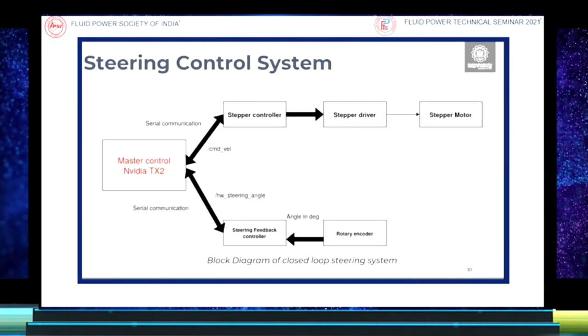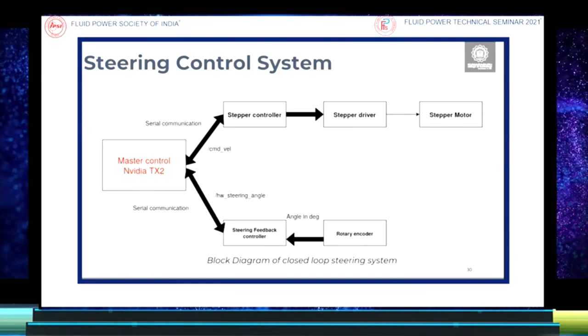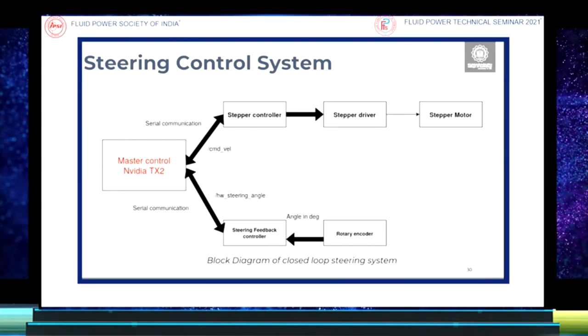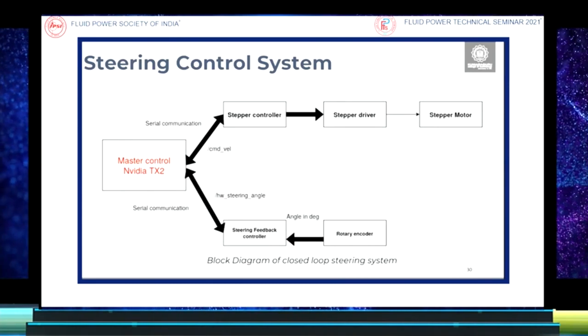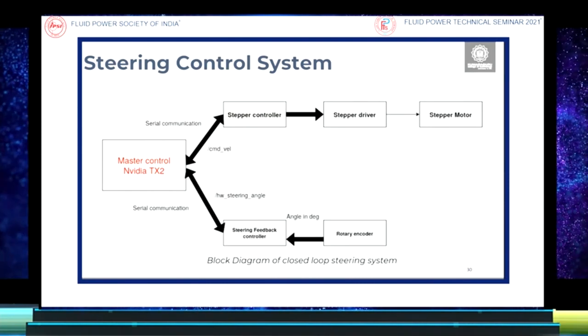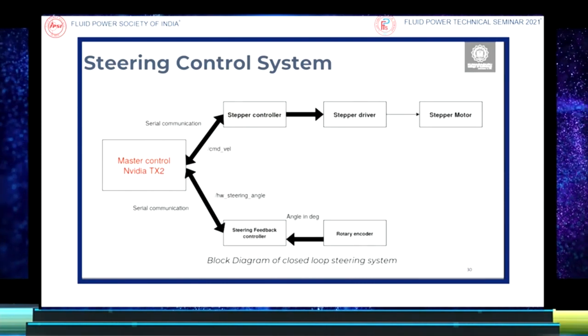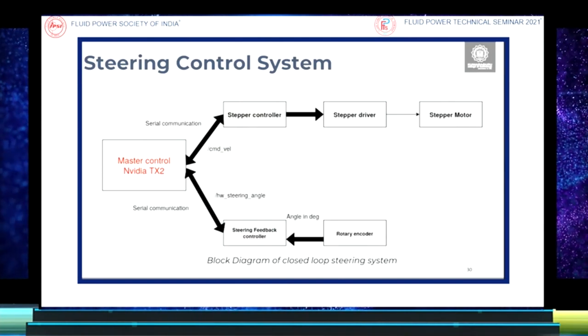So in the steering control system, we have a master control, that is the NVIDIA Jetson TX2 board, and we have a stepper motor controller and the stepper driver. Based on that, we are getting it. And for the steering, we have to identify, as already told, that for one rotation it turns around 45 degrees. For 1.5 rotations, it reaches 75 degrees.